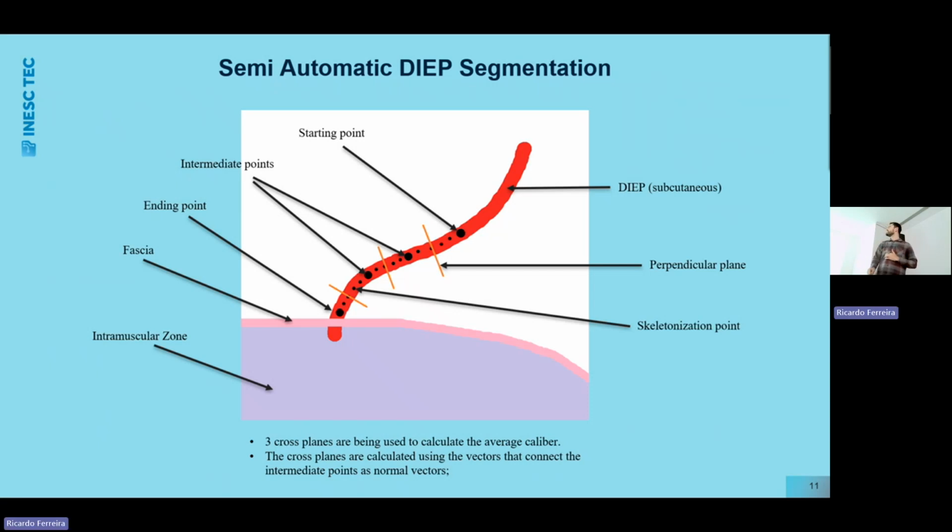This one is the subcutaneous, above the muscle. And in this part, the perforator is segmented and the caliber is also calculated in 3 different spots represented by the orange lines. They are basically transversal, I mean, for the direction between the points, the intermediate points, basically. And for this part, that's it.